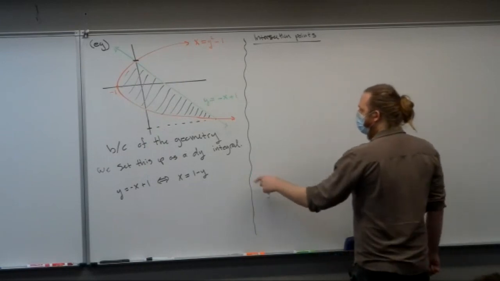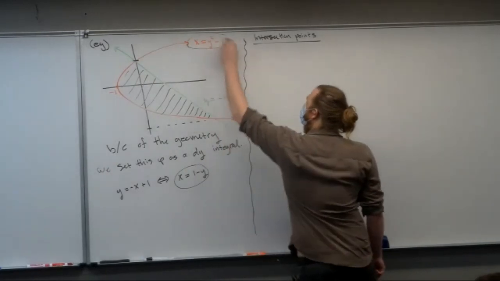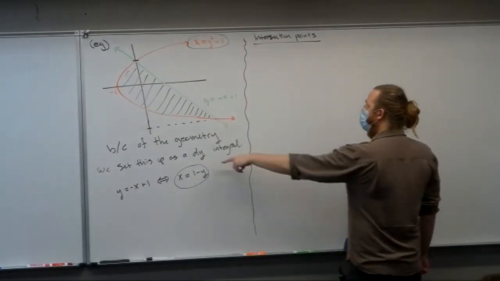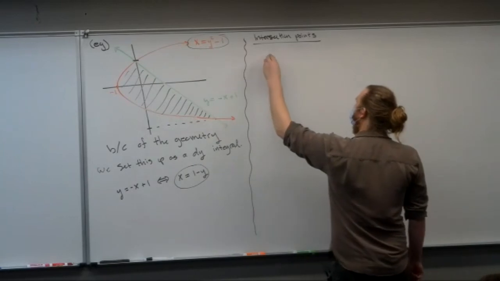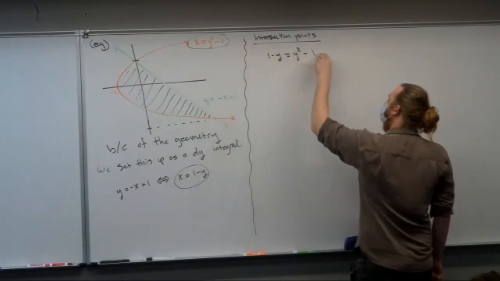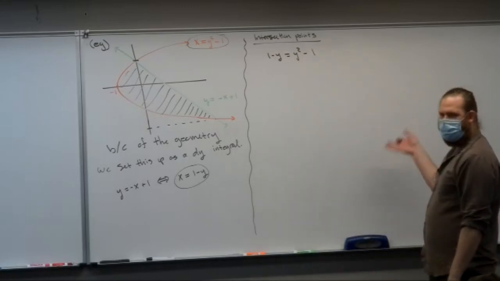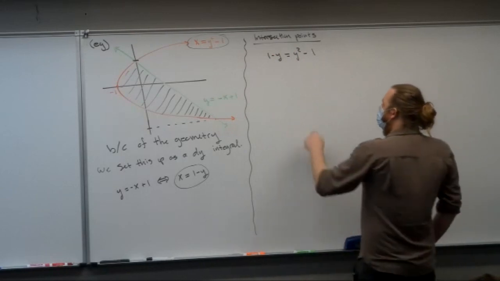So to find those intersection points, I'm going to set this guy equal to this guy. I'll set 1 minus y equal to y squared minus 1. Now I just pulled these curves out of thin air, so these solutions might not be super nice. Let's see what we get.